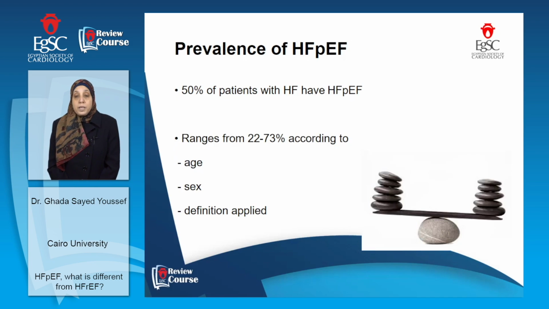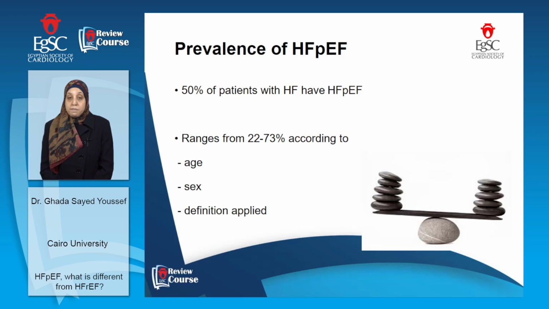The prevalence of heart failure with preserved ejection fraction is almost the same as heart failure with reduced ejection fraction. So of patients admitted with heart failure, 50% of them will have heart failure with preserved ejection fraction. But the prevalence ranges from 22 to 73% according to age, sex, and the definition applied. Elderly patients, above the age of 60, have higher prevalence of heart failure with preserved ejection fraction. Females also have higher prevalence. And because of the challenging diagnosis of HFpEF, the prevalence changes according to the definition applied.